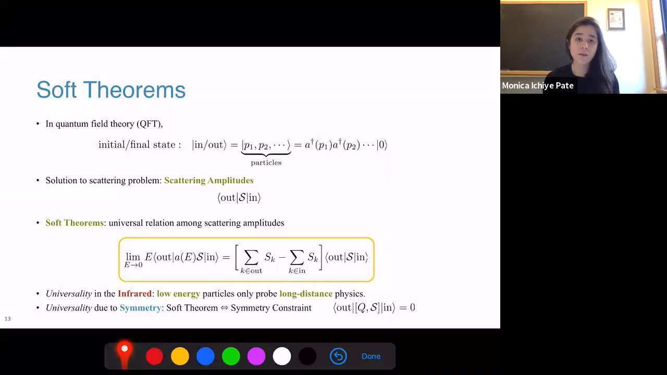So soft theorems are then a universal relationship between a scattering amplitude for the emission of a massless particle in the limit in which that massless particle's energy is taken to zero, and a scattering amplitude without that massless particle. So scattering amplitudes are typically very complicated, and it's rather remarkable that such an exact relationship exists. And the standard explanation is that low energy particles only probe long distance physics and thereby capture universal aspects of the scattering process. So thus these relations are typically understood as reflecting the universality of infrared physics.